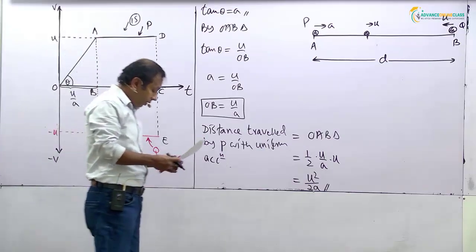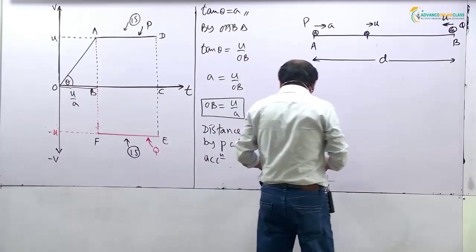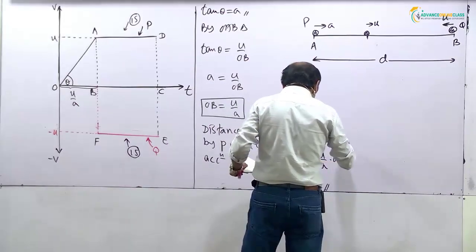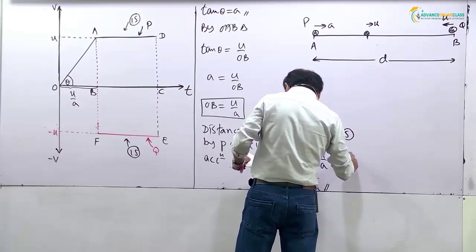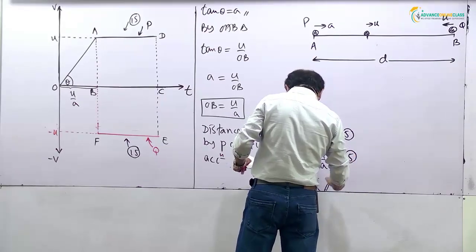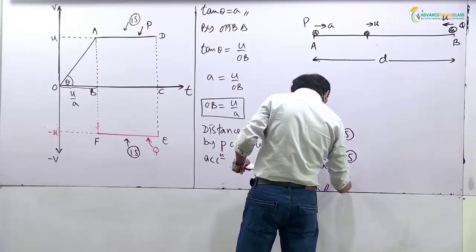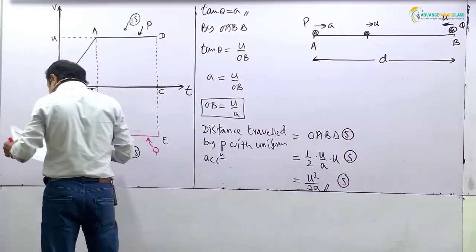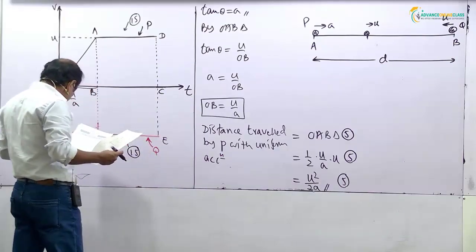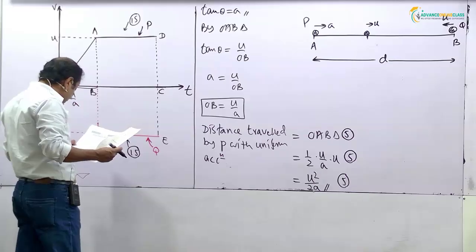Now, identifying this area as the distance traveled, substituting for this and getting the answer, 5 marks. This also 5 marks. Next one asks, show that the two particles P and Q pass each other at this time.